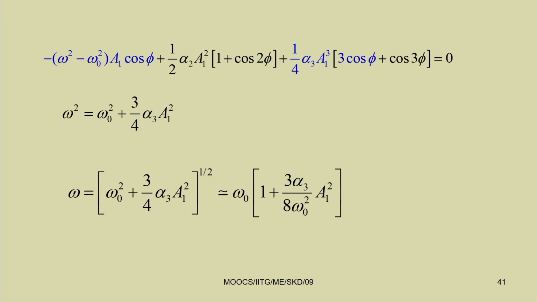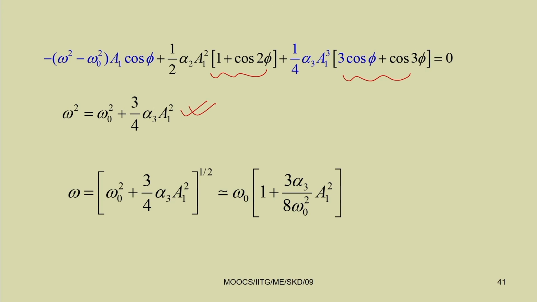So, you can get a term cos square theta or cos square phi. That thing is expanded by using 1 plus cos 2 phi, plus 1 by 4 alpha 3 a1 cube, 3 cos phi plus cos 3 phi, equal to 0. So, you have a term cos cube theta, you can expand in this form. Now you just collect the terms with cos phi. If you collect the term with cos phi, this becomes minus omega square minus omega 0 square a1 plus 1 by 4 alpha 3 a1 cube into 3 cos phi. And the coefficient of cos phi, if we substitute equal to 0, then we can get this expression.